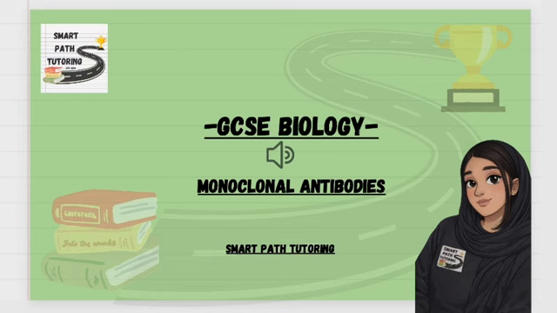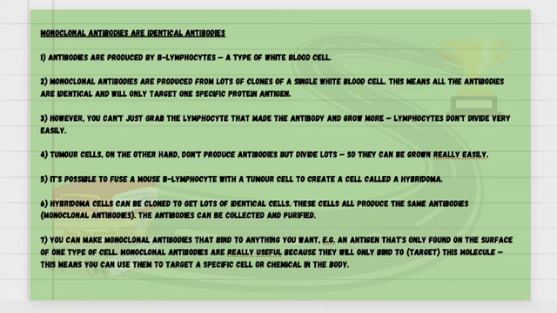This is about monoclonal antibodies. Monoclonal antibodies are identical antibodies. Antibodies are produced by B lymphocytes, a type of white blood cell. Monoclonal antibodies are produced from lots of clones of a single white blood cell. This means all the antibodies are identical and will only target one specific protein antigen.